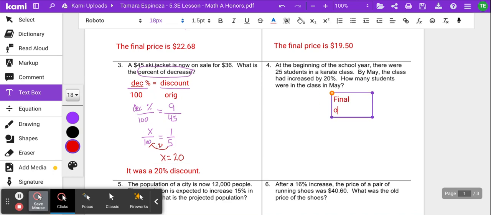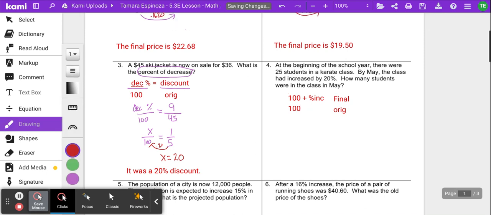We know we have to go over the original. And we know on the other side of our fraction, we would have had 100 plus our percent increase over 100. That's our basic setup. I don't always write my basic setup down, but it's new to you, so it's okay.